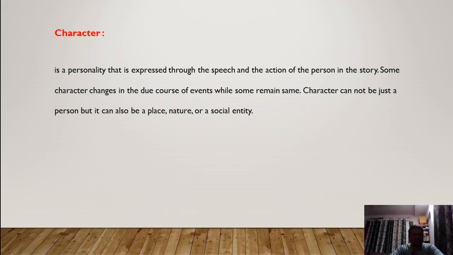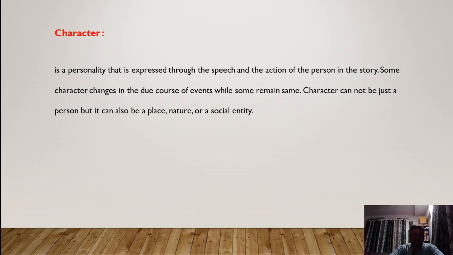Speech is something that is known as dialogues in our day-to-day life, and action, all the things that the person does in that story. So by his actions and by whatever he speaks, we try to understand the psyche, the attitude of that person who is known as a character in the story. Also remember that some characters change in the due course of the events while some remain the same. And this is what is known as static and round character.